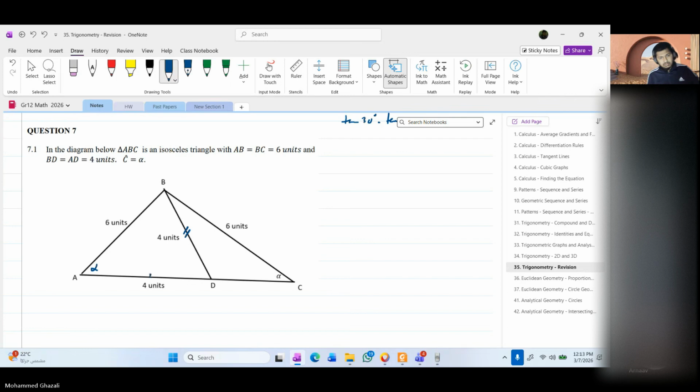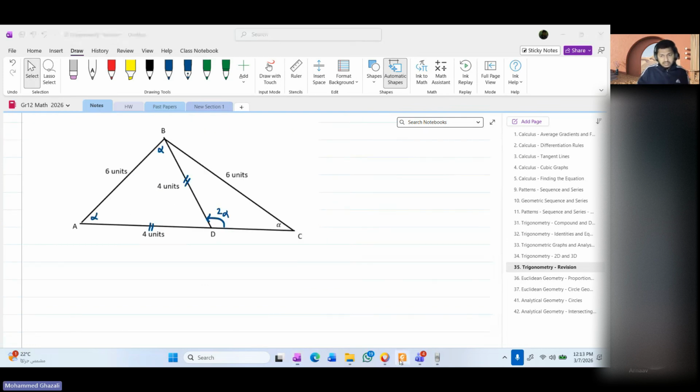Wait a minute. So if this angle is alpha, this angle is also alpha because of this isosceles here now. So this angle D over here on this side will become 2 alpha, right? Exterior angles of triangle. 2 alpha. And then I think the problem is solved. Let's see.